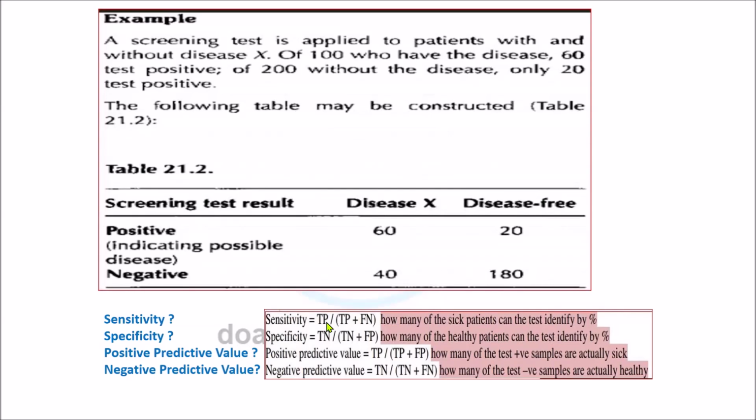So 0.6, true positive 0.6. We have to express it as a percentage. 0.6 means 60%, because sensitivity by definition is expressed as a percentage. So 0.6 means 60%.